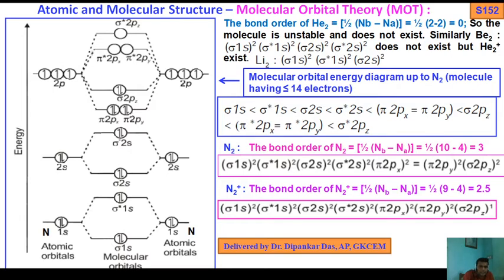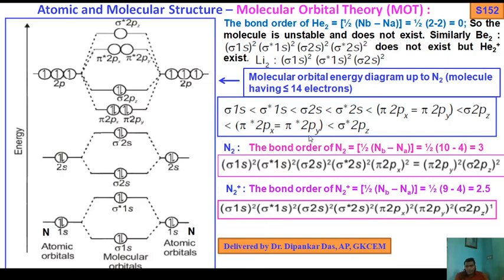Again pair up. Then if in excess, they go to the 2pz orbital. Then pi star 2px, pi star 2py, sigma star 2pz. So that is the 2p, that is the 2s, that is the 1s. This is the MO diagram, the MO diagram of N2.